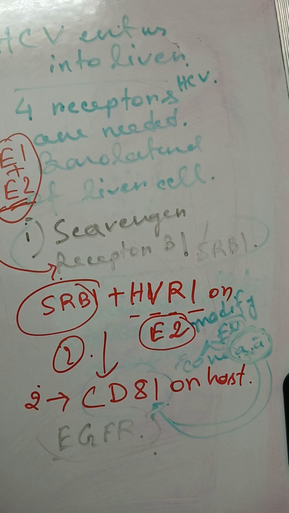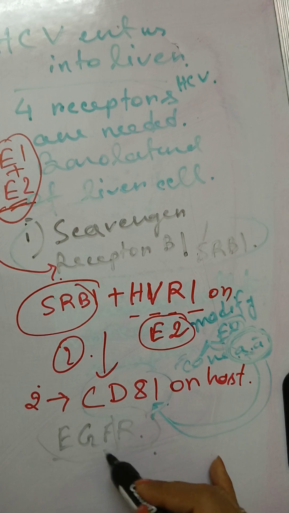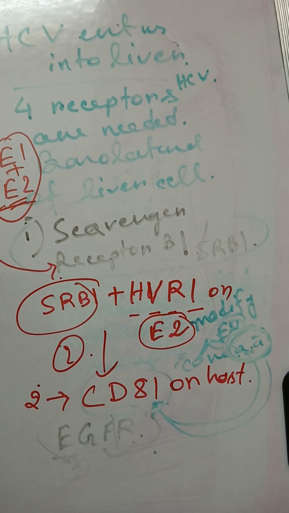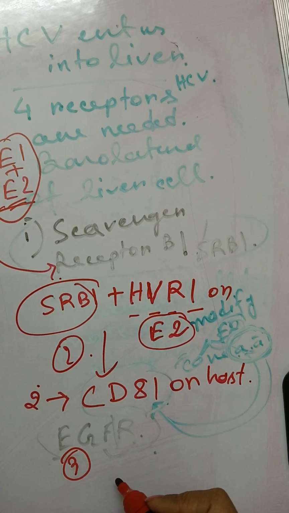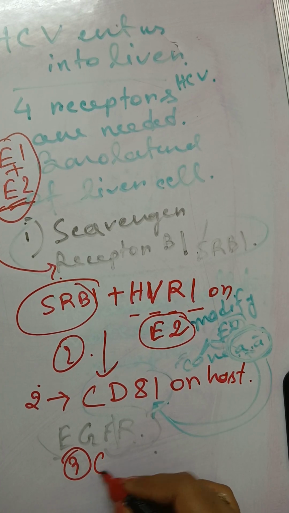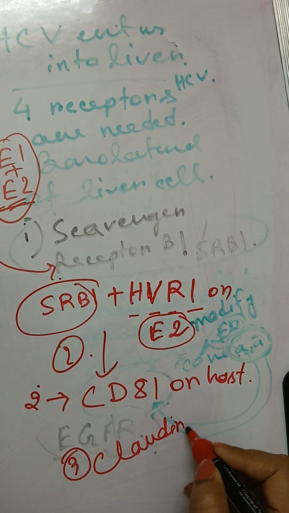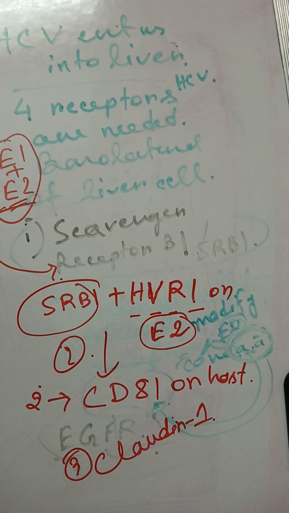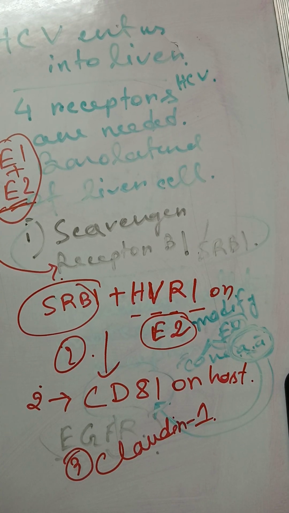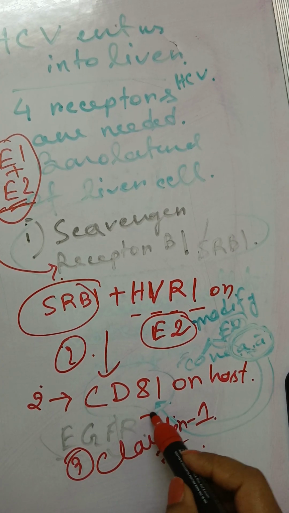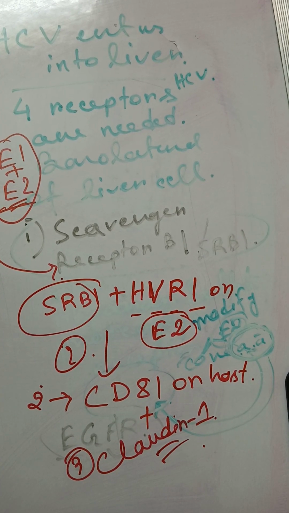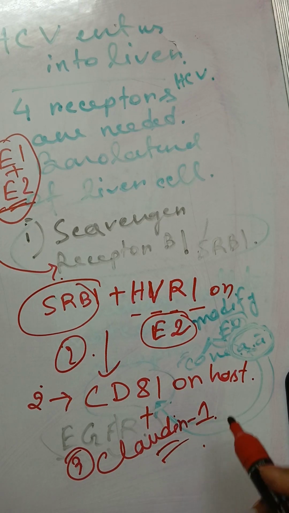will facilitate the third receptor binding on the host cell surface. Okay, so the third receptor is known as claudin 1. That is a very important protein in the cell-cell tight junction sequence. So claudin 1 makes a complex with this CD81, in the third step.